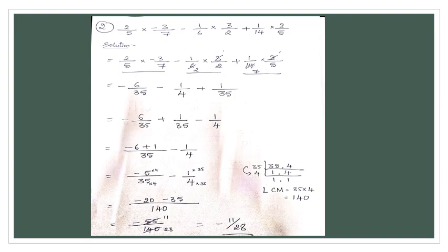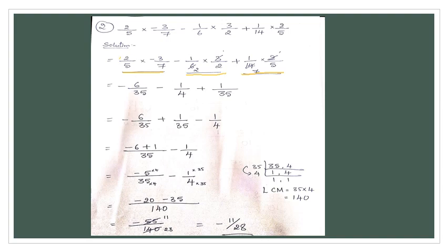Children, make the fractions into groups. That means the first two fractions as one group, the next two fractions as the second group, and the last two fractions as the third group. Children, here see, observe these two fractions: 2 by 5 into minus 3 by 7. Here there are no common factors in the numerators and denominators, so directly multiply these two fractions and write down the product here.